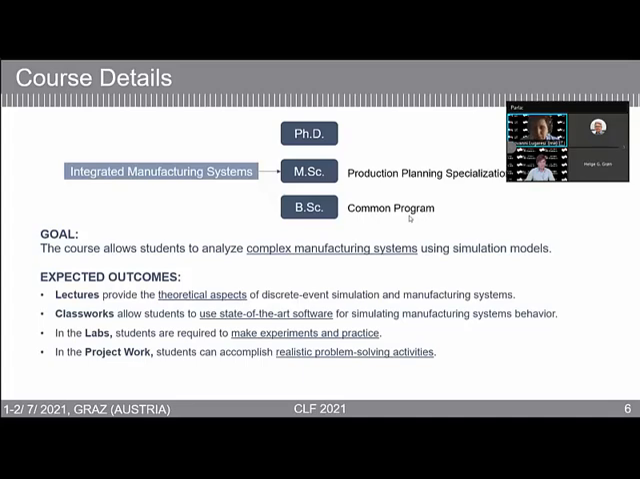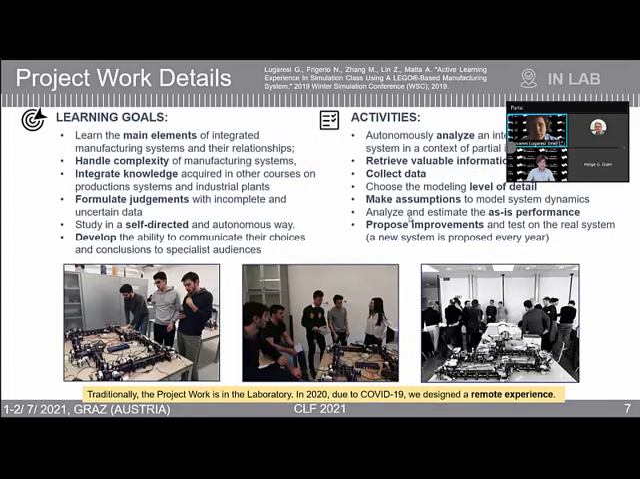Here are some more details about the project work, which is the focus of this work. The main goal is to learn the main elements of manufacturing systems, to be able to grasp the complexity of such systems, for example, with respect to different part types and different scheduling policies which might impact the system performance. The goal is also to be able to integrate knowledge of other courses.